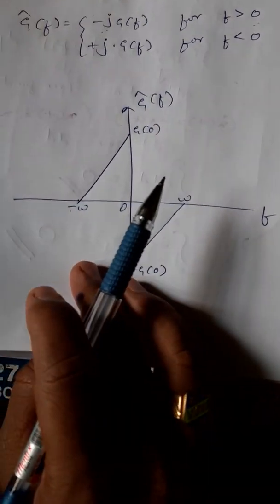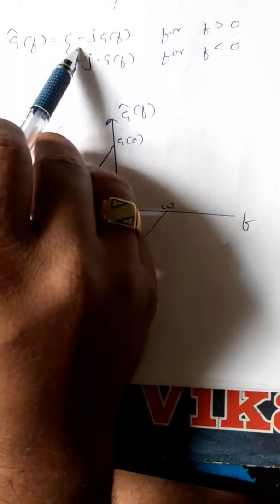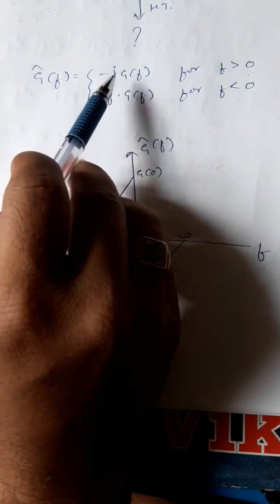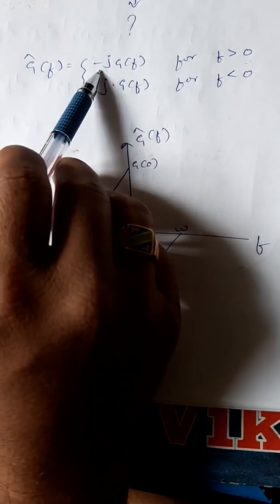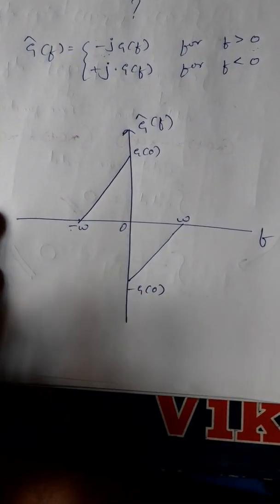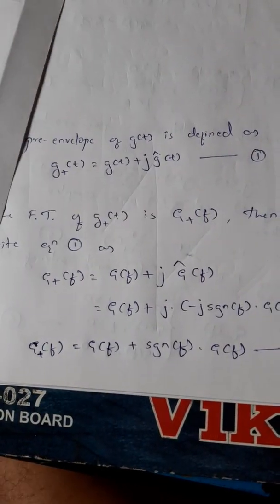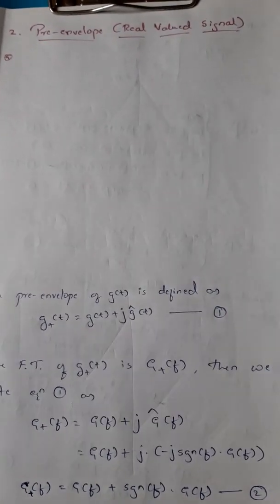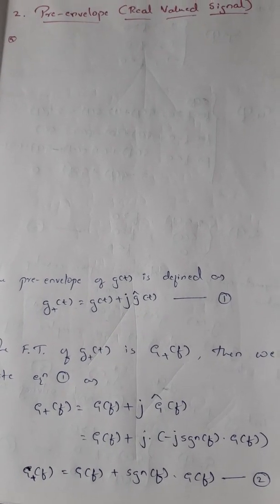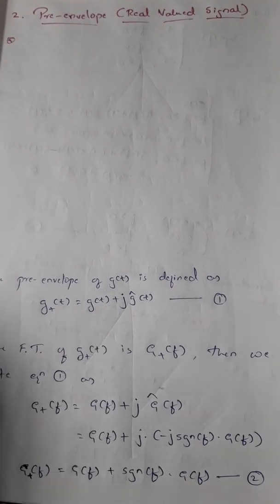A simple example which was given in your textbook, I just solved it. Very simple. Just remember, if I want to find the Hilbert transform of any signal, first convert it into its equivalent Fourier transform, then multiply minus j to the positive frequencies and plus j to the negative frequencies. You will get the spectrum of the Hilbert transform of that signal. That's it in the frequency domain. Once I complete the Hilbert transform and its properties, the next topic comes as pre-envelope.